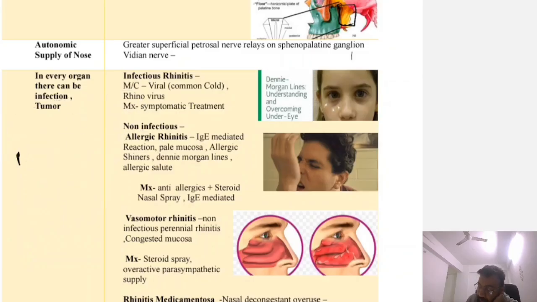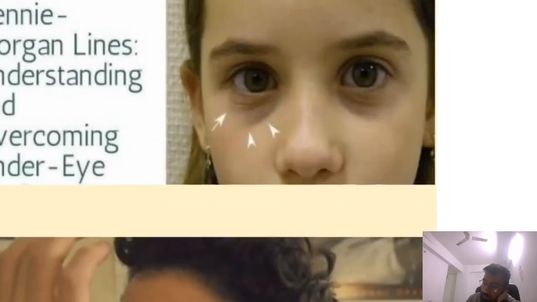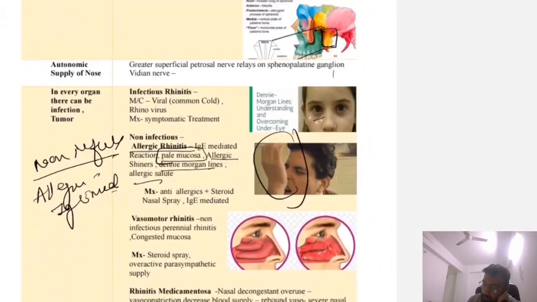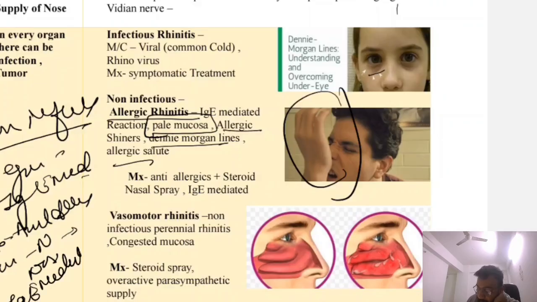Okay, non-infectious. So non-infectious is allergic. An IgE mediated reaction leads to allergic rhinitis. You have to understand, in allergic rhinitis you will find pale mucosa. Allergic signs: Dennie-Morgan lines. You can see these are the Dennie-Morgan lines. The allergic salute, this patient is doing the allergic salute. Okay, so how will you treat this patient? By giving anti-allergics, by giving steroids, because steroids are anti-inflammatory, and a nasal spray. These are IgE mediated reactions.